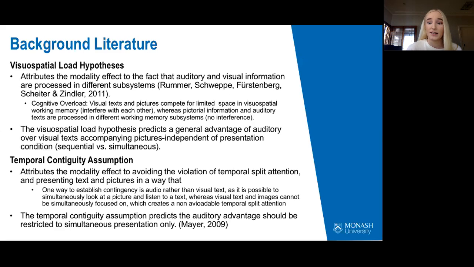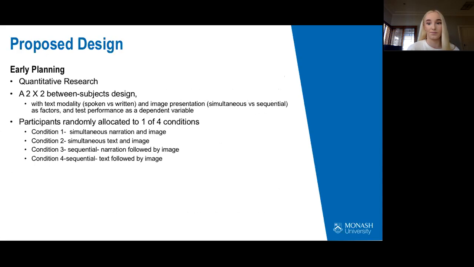The temporal contingency theory, however, attributes the modality effect to avoiding the violation of temporal split attention. One way to establish this is audio text rather than visual text, as it is possible to simultaneously look at a picture and listen to a text, whereas visual text and images cannot be simultaneously focused on, which creates an unavoidable temporal split attention. Thus, the temporal contingency assumption predicts the auditory advantage should be only restricted to simultaneous presentation.